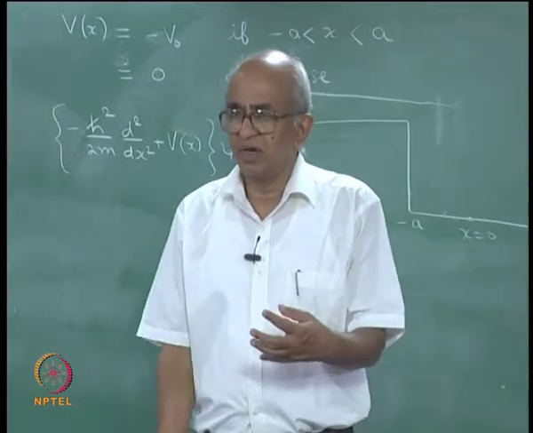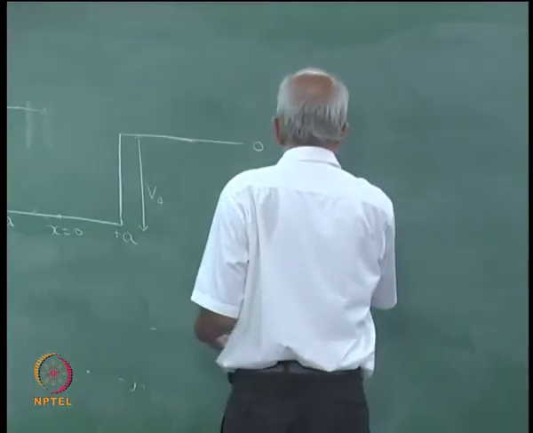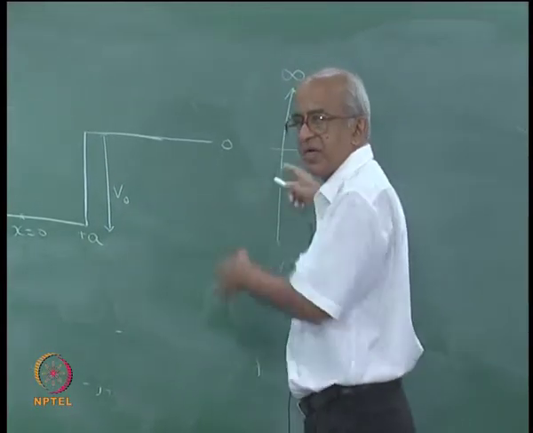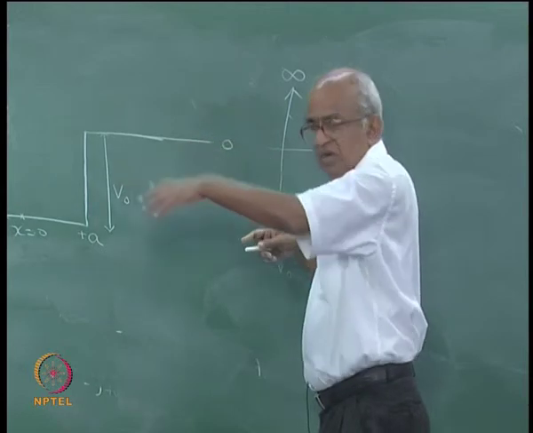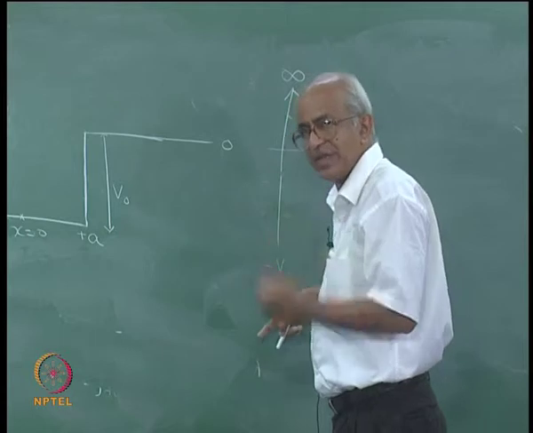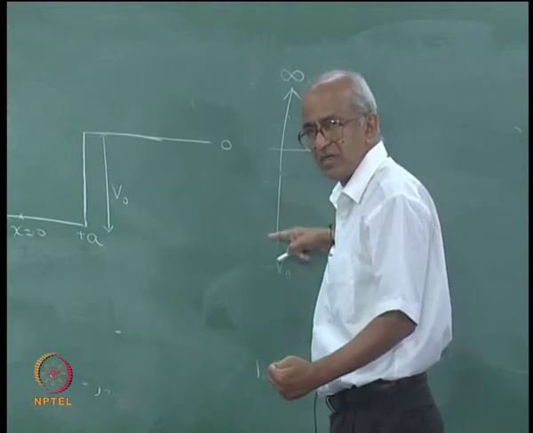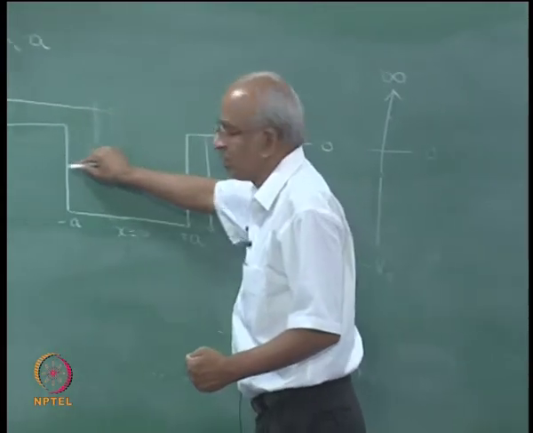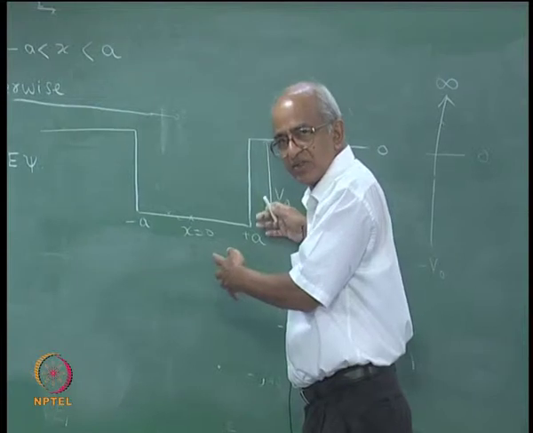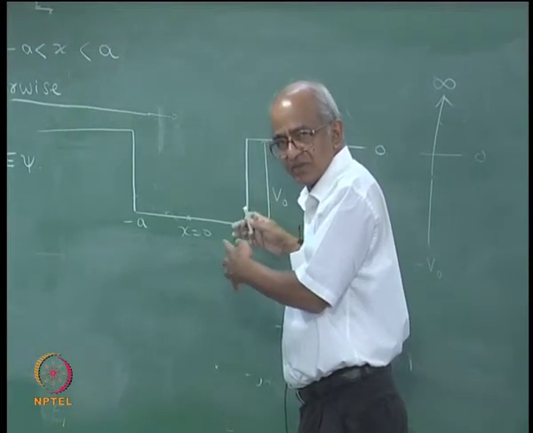And classically what will happen is that if the total energy of the particle is greater than 0, the particle will go away. While if the total energy is less than 0, that means the total energy is negative, then the particle will actually go back and forth. So it is bound within the box. Such a particle is going to be bound within the box.